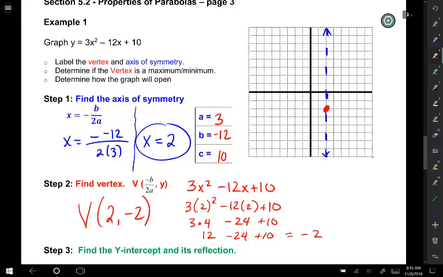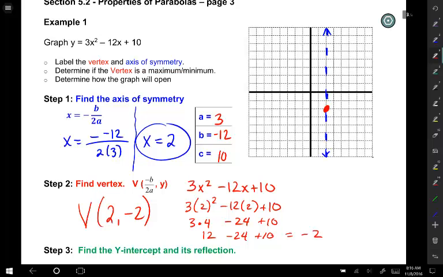It opens up. How do we know it opens up, Richard? Any idea? Jonah, any thoughts? Why does it open up? Richard? It's positive. It's positive, yeah. The A is positive. That's why it opens up. So we know our basic sketch is up.